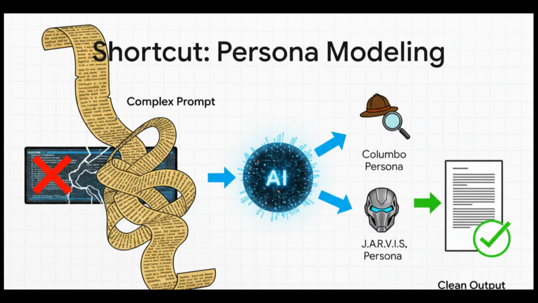Okay, this is one of the most powerful tricks in the book. It's called persona modeling. Instead of writing out a giant prompt with 50 different rules, you just give the AI a character. Tell it to act like the Detective Columbo to find all the hidden flaws, or like JARVIS for that super strict technical analysis. It's a brilliant shortcut that uses all of the AI's cultural knowledge to your advantage.